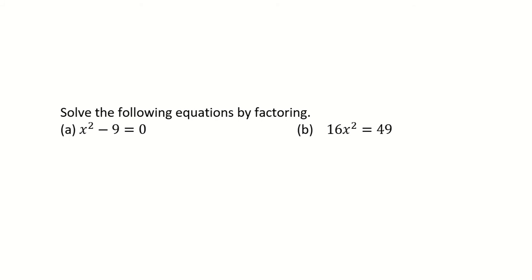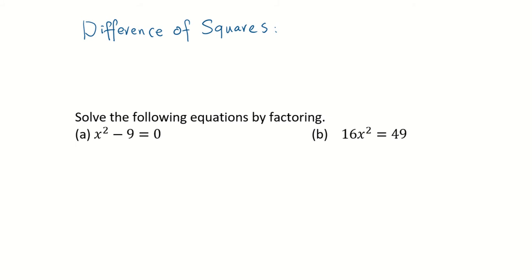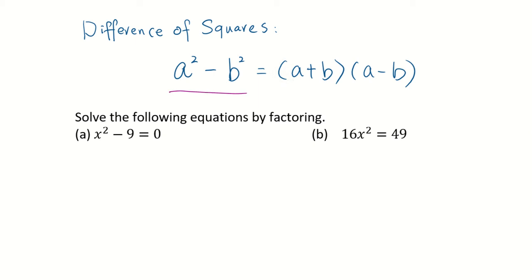In this video, we'll talk about how to solve these two equations by factoring. First, I want to review a formula called the difference of squares formula, which is a squared minus b squared can be factored as a plus b times a minus b. So when you see two terms in the form of a squared minus b squared, that means it could be factored using the difference of squares formula.